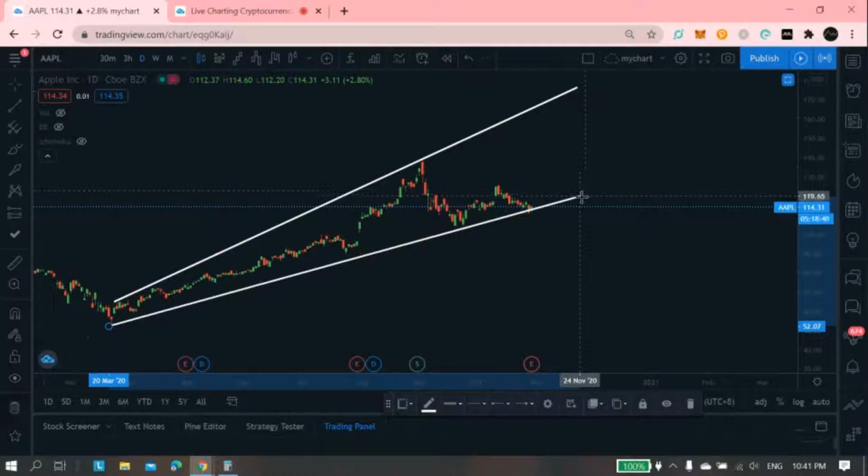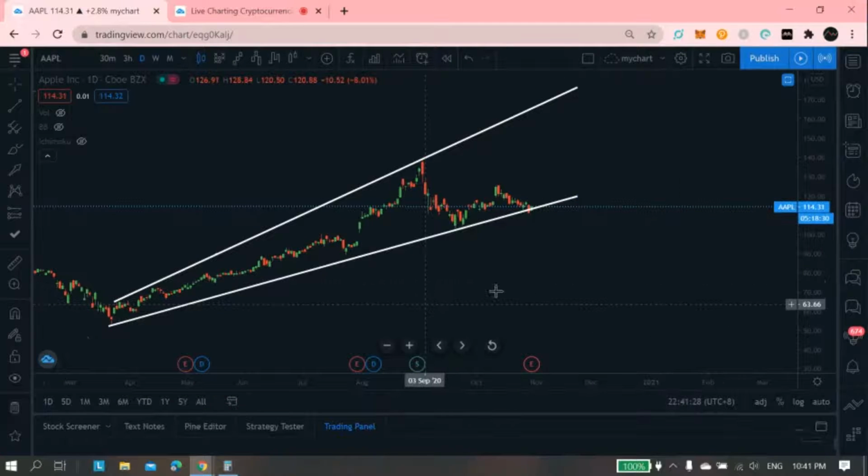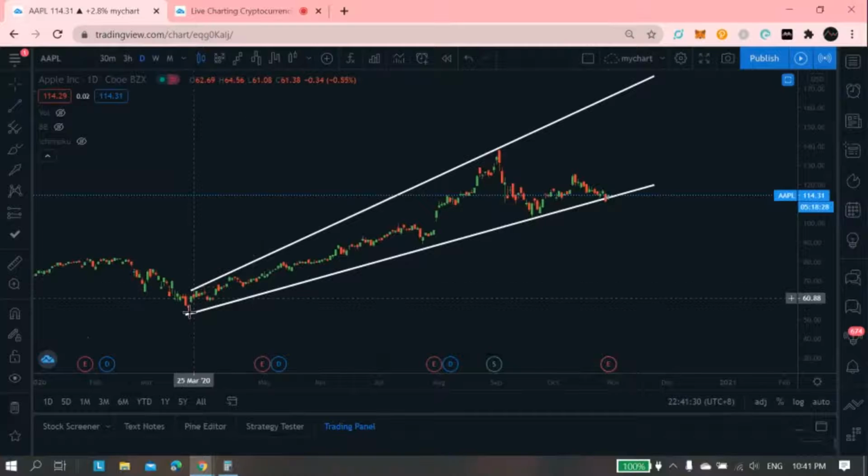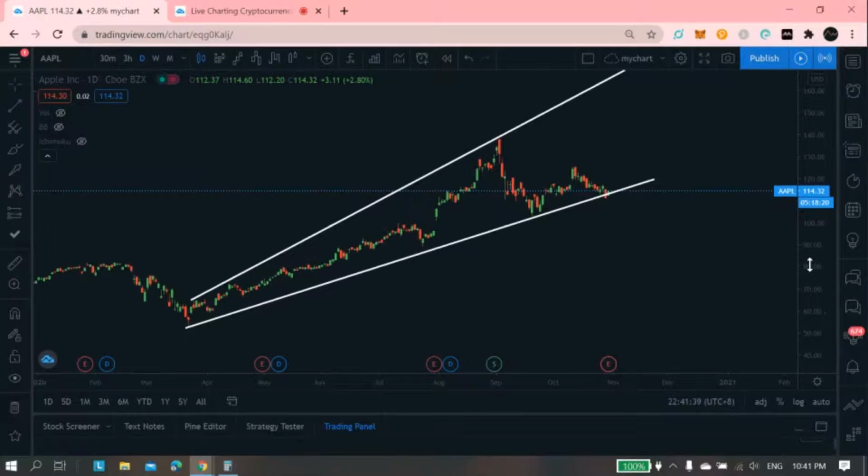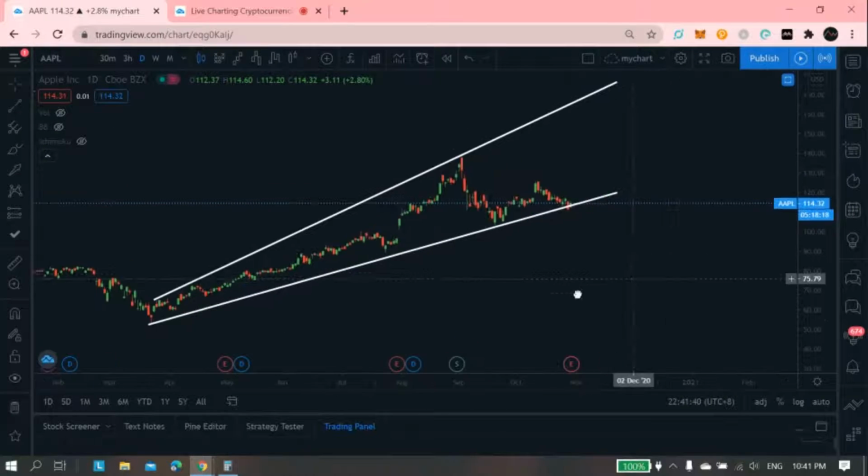Let's just make it same. Oh, sorry, same as this one. There. So there you go. If you look at the trend from the global dump, it's actually an uptrend, a widening uptrend. So normally that's a bullish pattern.